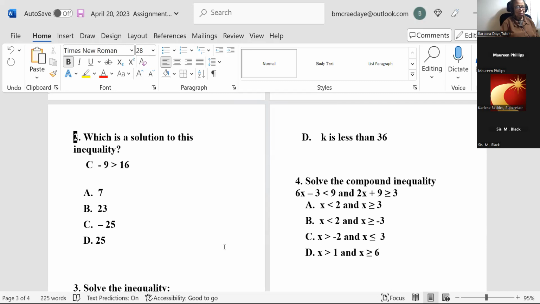So, Maureen, keep going. What did you say you did, Maureen? What I did, I said C minus 9 greater than 16 is 25. So what did you do to get 25? I added the 9 to the 16. That's right. You add the 9 to both sides. And 9 plus 16 is 25. So the answer is D.